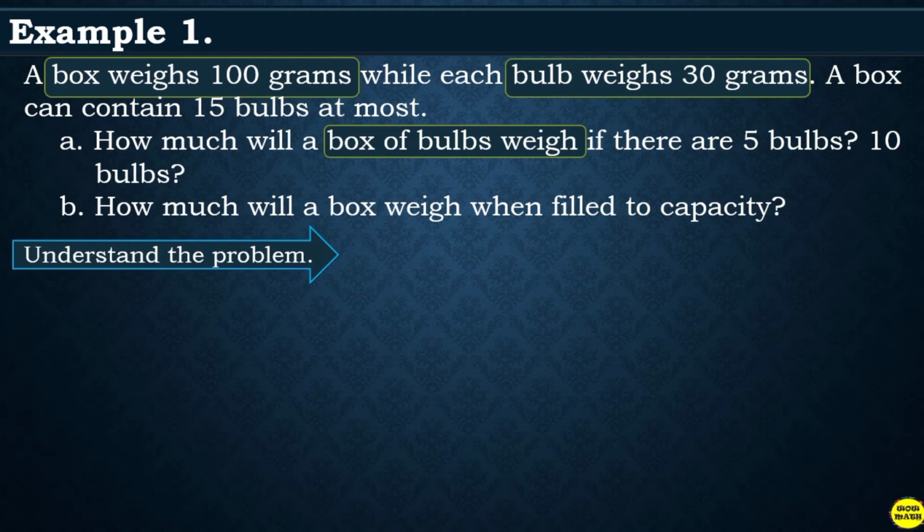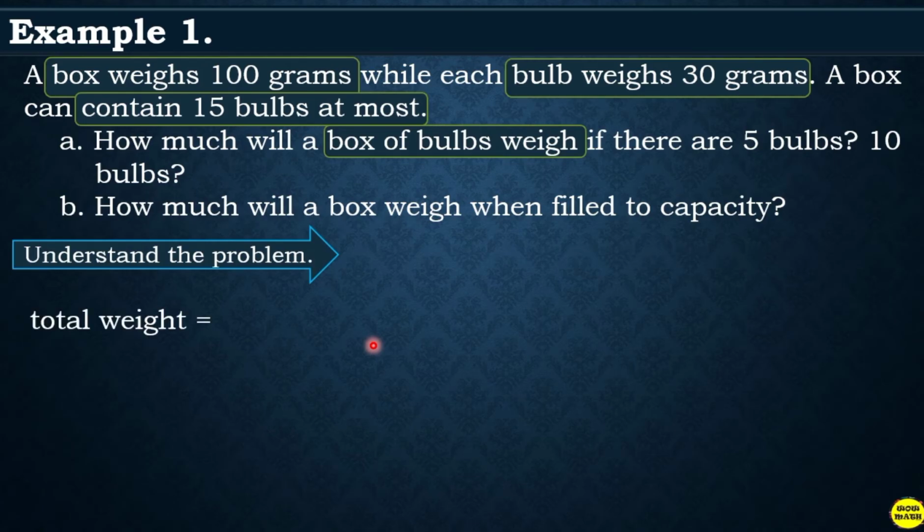At yung box mismo, yung pinaglalagyan, ang weight niya is 100 grams. Okay? So, dapat malinaw muna sa atin yung problem. So, ang hinahanap sa atin, gaano ngayon kabigat yung box na may lamang 5 bulbs and 10 bulbs. Okay? Na kung saan yung mismong box ay 100 grams ang bigat. Okay? At yung bawat isang bulb ay 30 grams ang bigat niya. Okay. So, understanding the problem.